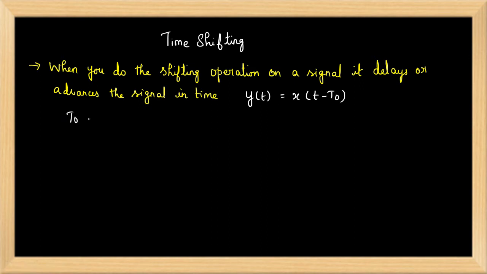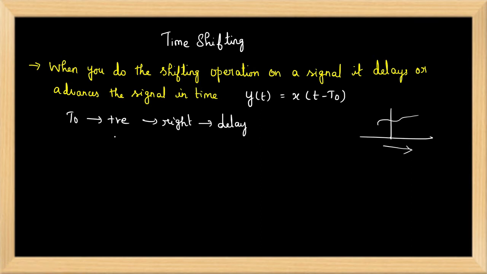If t naught is positive, the signal will shift towards the right. That means we are delaying the signal. For example, if you consider our signal is like this, when t naught is positive, this signal will shift towards right. And when t naught is negative, it will shift towards left and we are advancing the signal. Okay, so we will see one example.